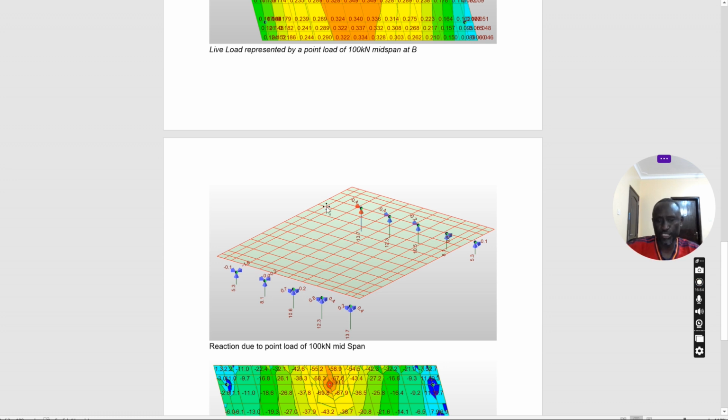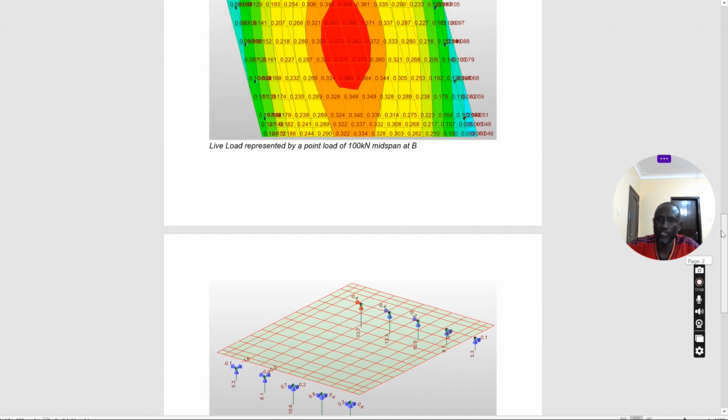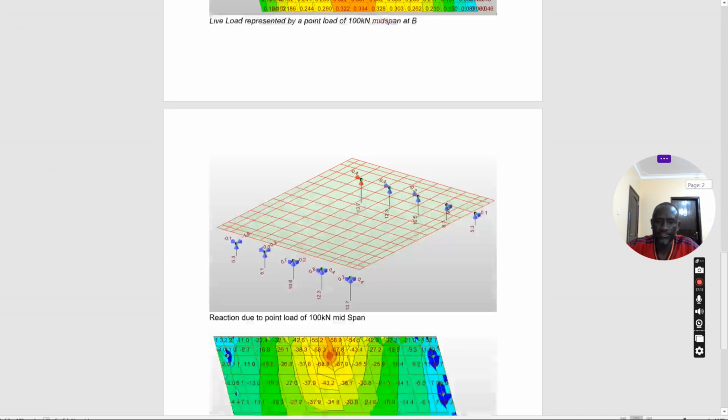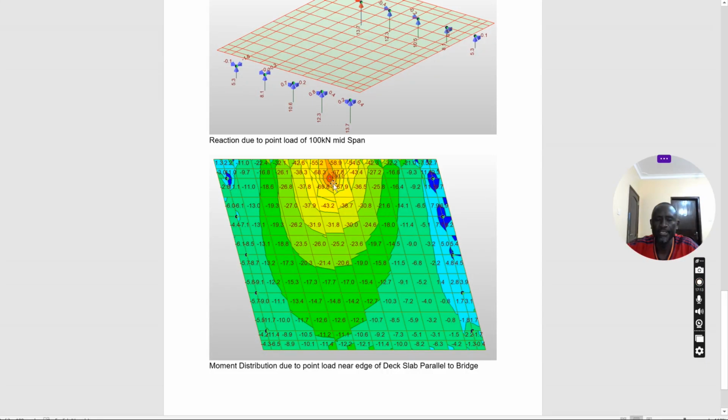And the distribution tends to move in reducing value towards this acute angle. Even here, towards the acute angle, but in reducing value. Now, when you try to put your load at A, this is how the distribution happens. You can see it's not coming straight here. It tends to radiate, but towards the obtuse angle. So that's the maximum, and then it moves. So this is a moment distribution due to point load near the edge of the slab parallel to the bridge.